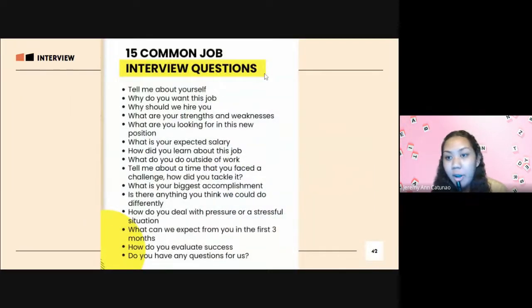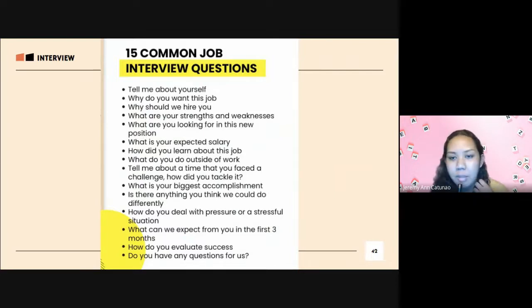So, what are the common interview questions, especially in job interviews? Because you might be interested someday in applying, let's say, for a call center, or if you're a working student right now and you're interested in applying for jobs. So, these are the usual interview questions that they ask you. They have different goals whenever they ask you these questions.